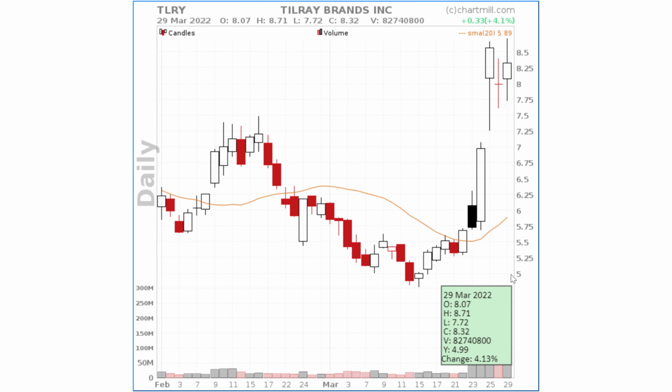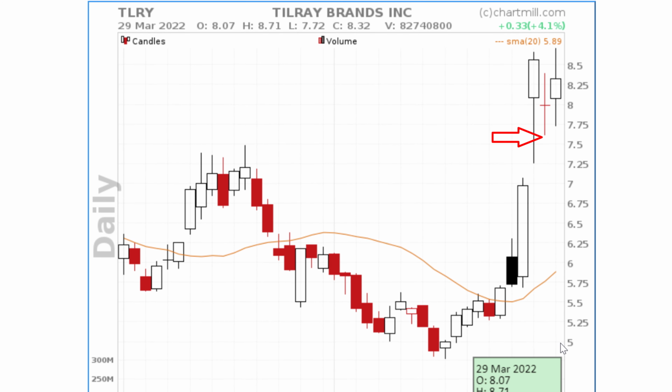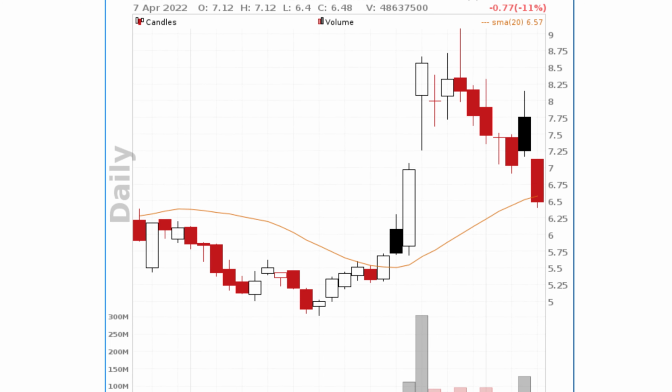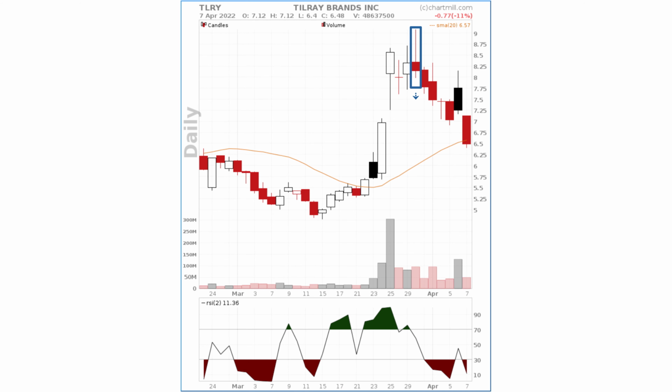As for TLRY, the price initially rose further so that the initial sell order was not executed. As a result, the 2-period RSI re-entered the oversold area on March 29. The next day, a bearish doji candle was formed, and at the same time the 2-period RSI fell below the 70 level for the second time.